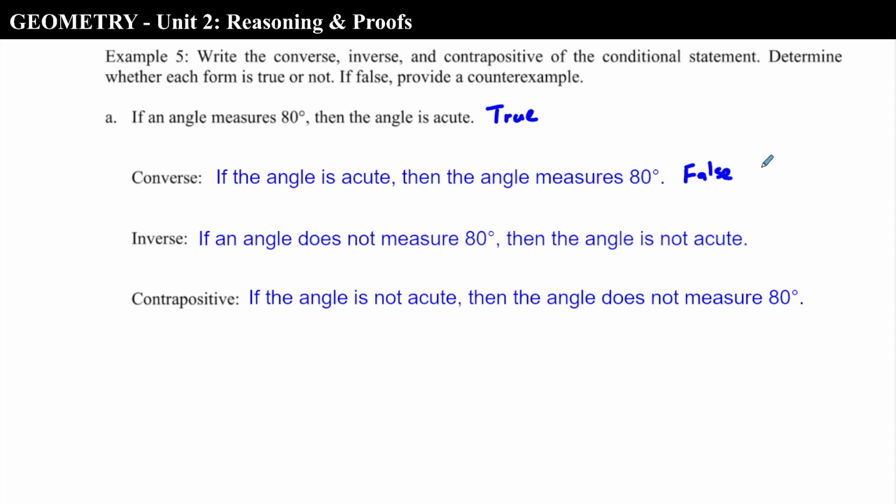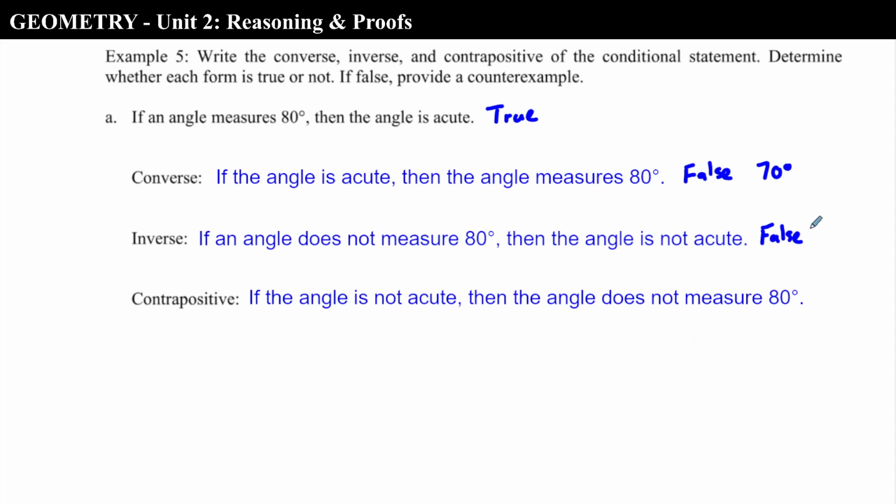And our counterexample would be, let's just say 70 degrees. That's an acute angle that measures something other than 80. For the inverse, if an angle does not measure 80 degrees, then the angle is not acute. Again, false, because it can be acute if it does not measure 80 degrees.